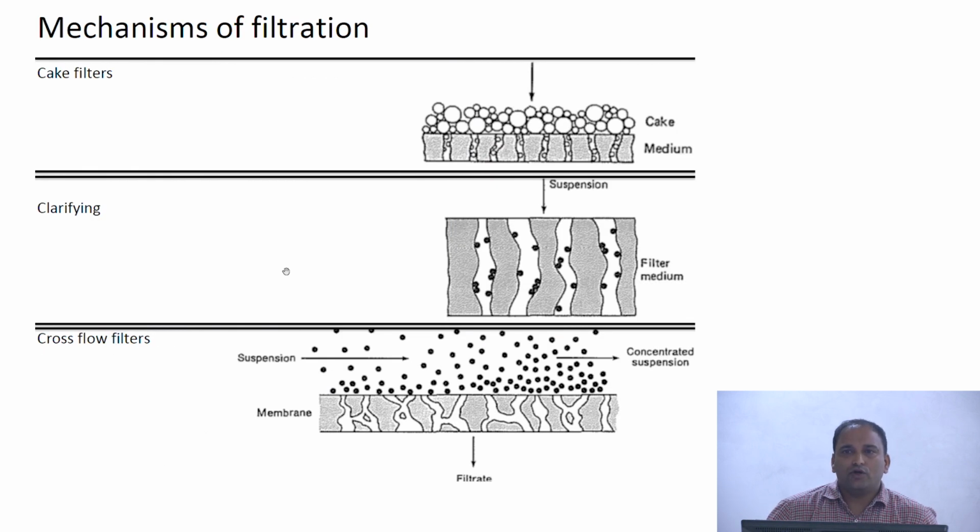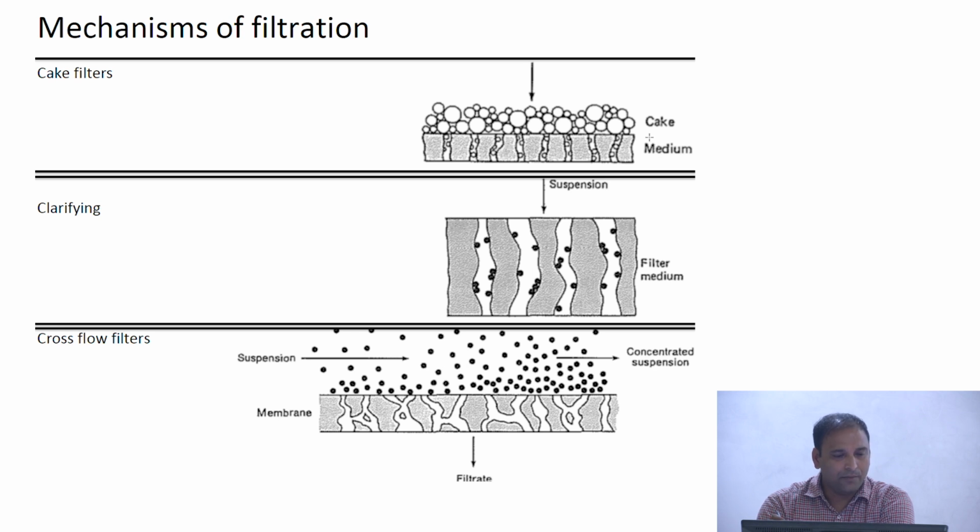You can also classify filters based on what is called the filtration mechanism. Cake filters are typically used when you're trying to filter out a large amount of solids from a slurry. I have a slurry which contains a large concentration of particles in a fluid, and there's a filter medium. That's your upstream, that's your downstream. And of course all the particles are deposited on the filter medium.